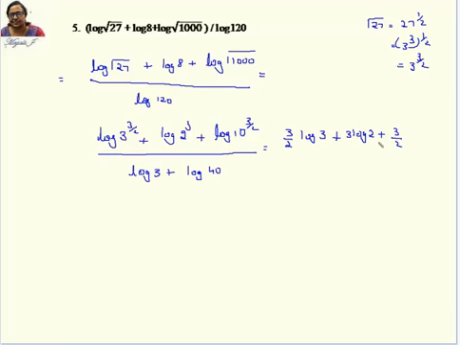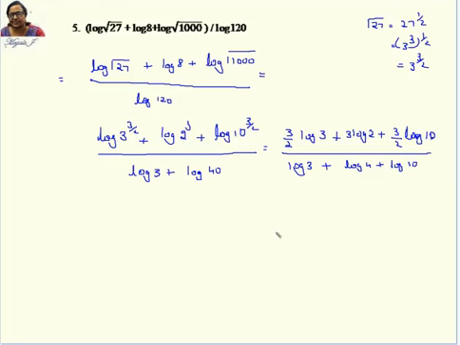3 by 2. I don't have to write log 10. Shall I? Okay, I'll write log 10 because we need it. And then down. This is log 3 we have, so we can't do anything with that. But this can be split as log 4 into log 10, plus log 10.